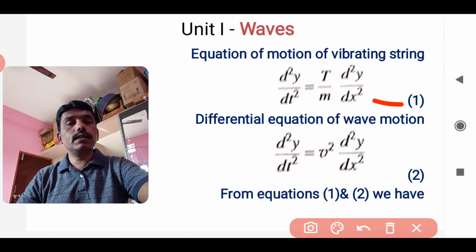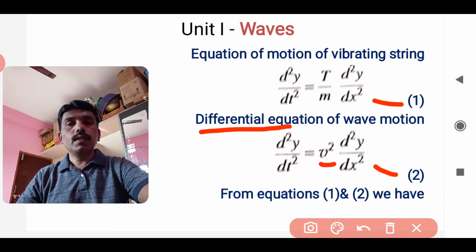Looking at the differential equation of wave motion, d2y by dt square is equal to v square d2y by dx square. Suppose this is equation number 2. Now we are going to compare the equation of motion of the vibrating string and the differential equation of wave motion.